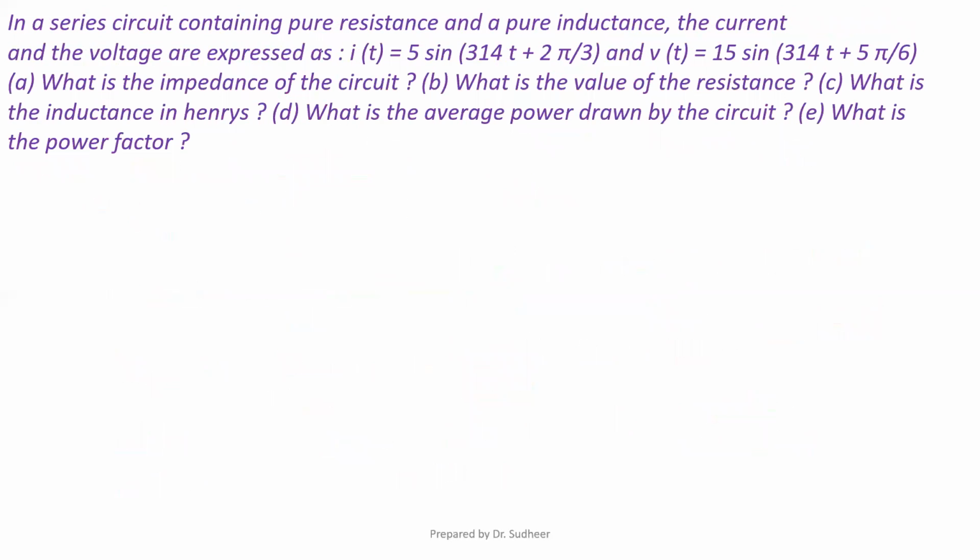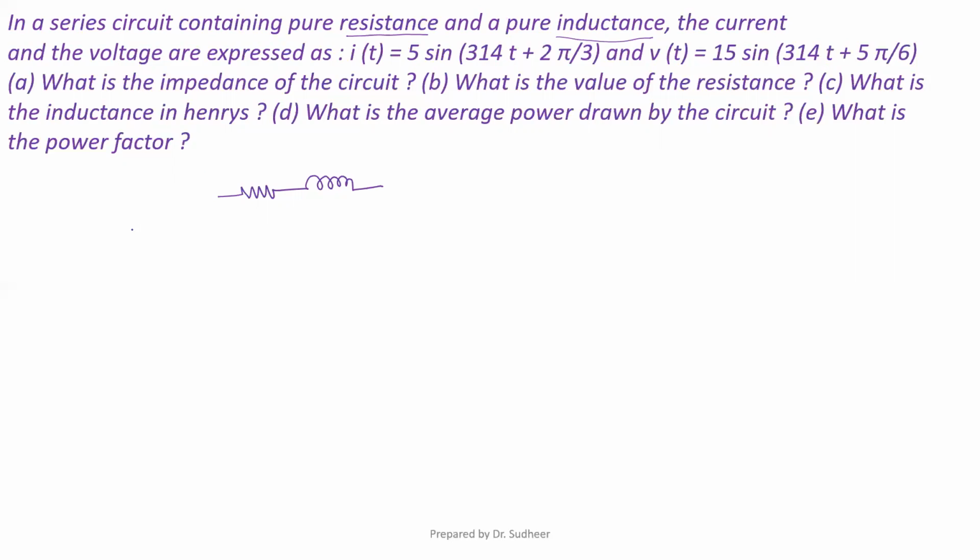Let us solve one more problem on a series circuit. In a series circuit containing pure resistance and pure inductance, pure resistance means resistor only, and pure inductance means inductor only. The current is given by the expression i of t is equal to 5 sin(314t plus 2 pi by 3), and v of t is equal to 15 sin(314t plus 5 pi by 6).